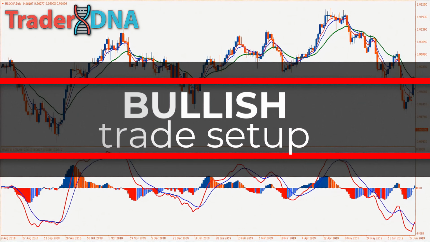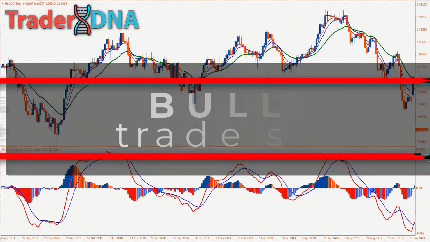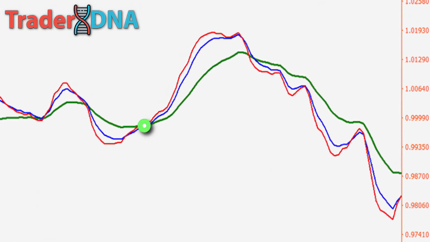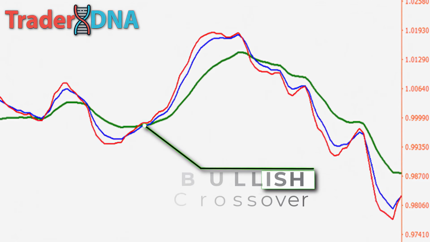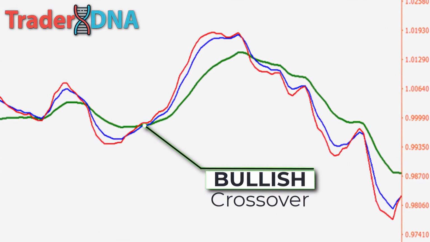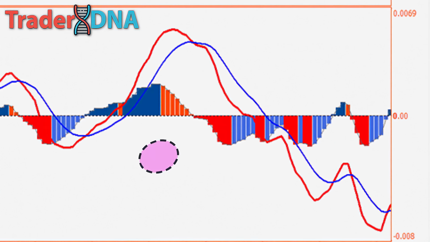Bullish trade setup. Enter a buy order when, first, a bullish crossover occurs between the EMA signal lines. Second, the blue signal line crosses above the red signal line, and both lines are heading toward the upside in the MACD indicator window. Third, MACD histogram bars appear above the middle line of the MACD window.